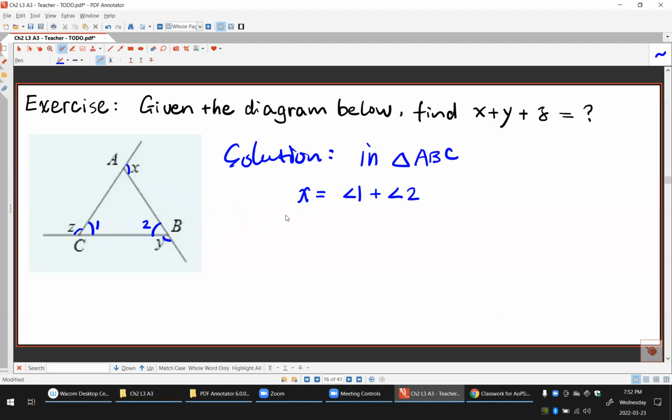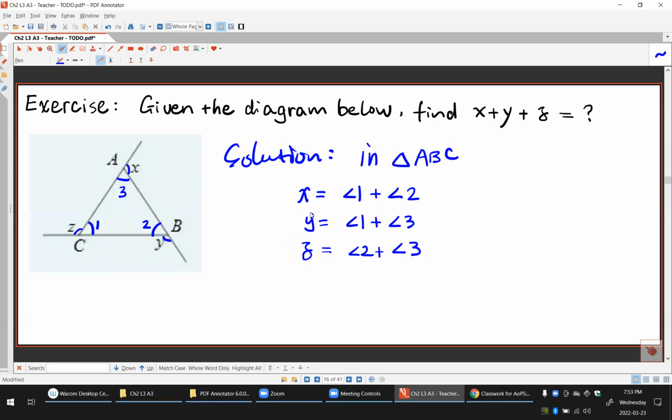And also let's consider y. Y is an exterior angle, which equals, let's call this angle 3, the sum of the two remote interior angles. So y equals angle 1 plus angle 3, right? Then let's consider angle z. Z equals angle 2 plus angle 3, right?